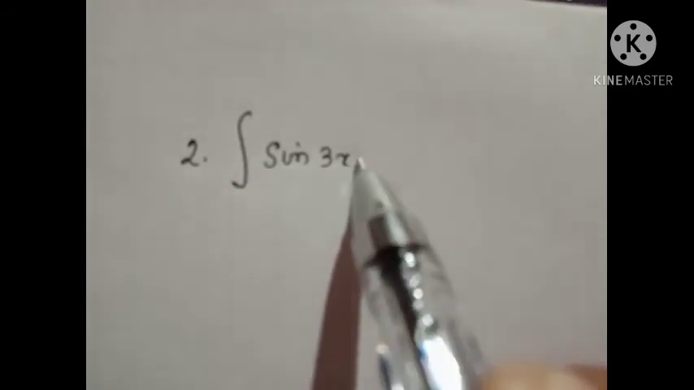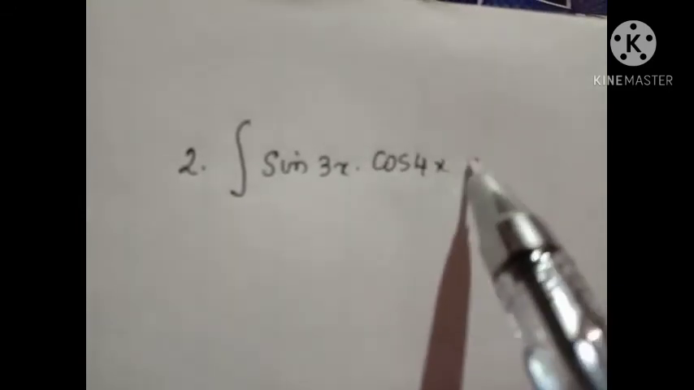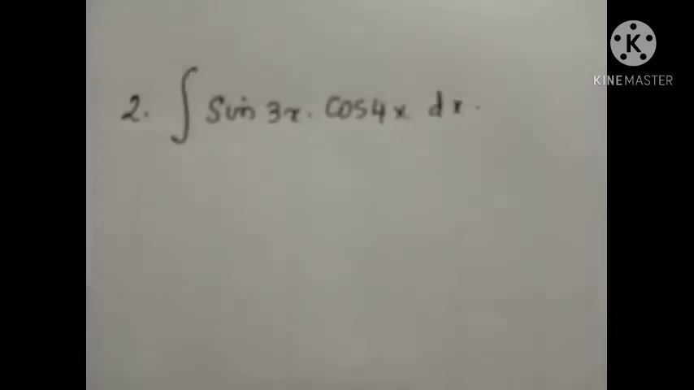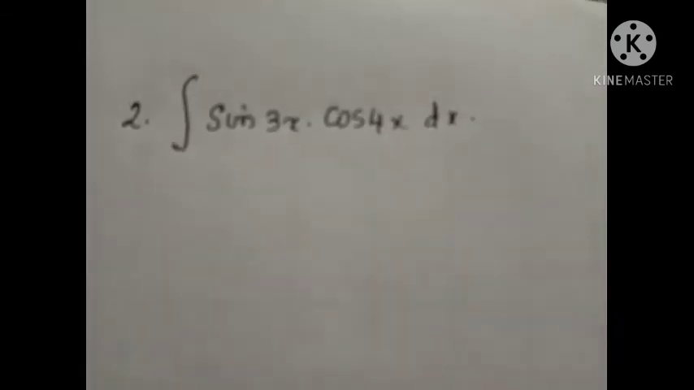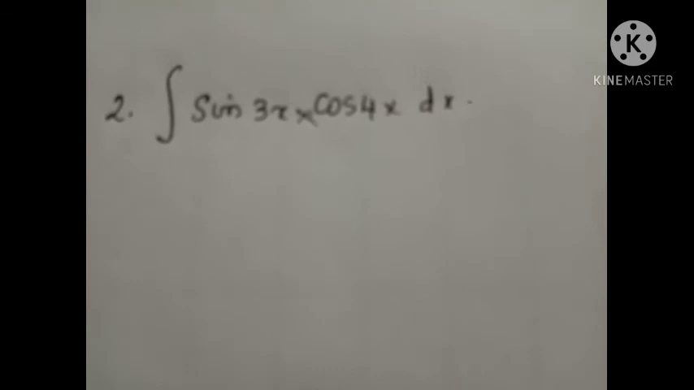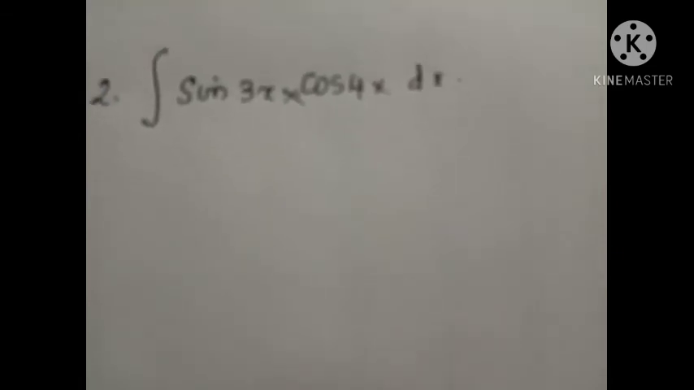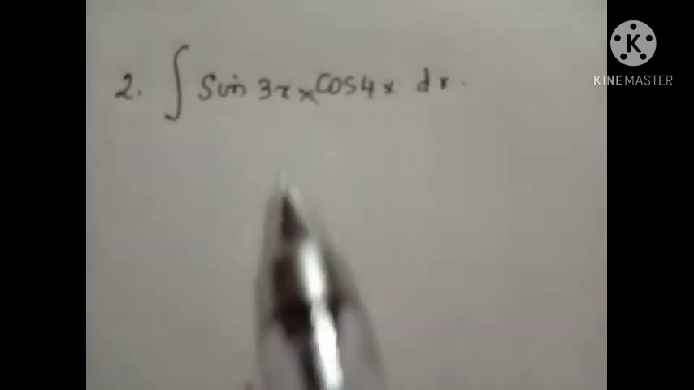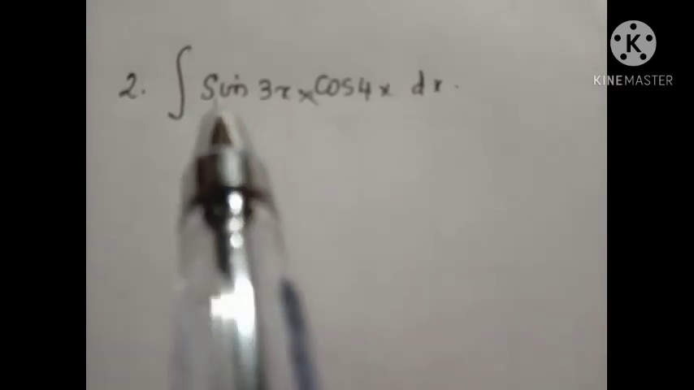Let's see another question. Question number 2. Integrate sine 3x into cos 4x dx. See here it is of the form sine into cos. So in this case we can't directly integrate the given function. So we need to convert this function into another form.